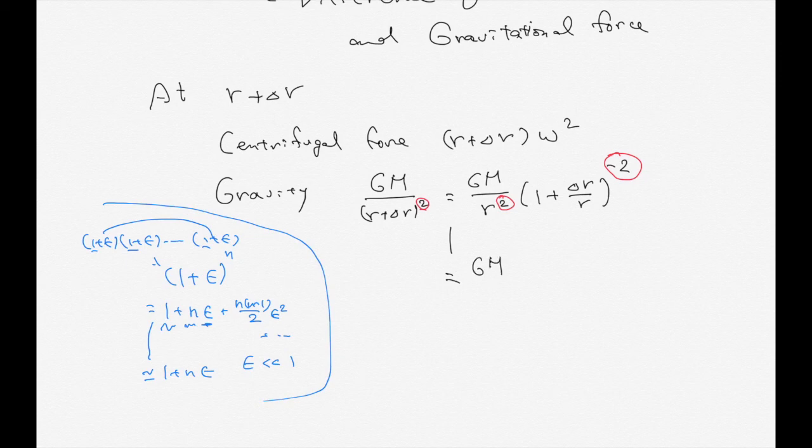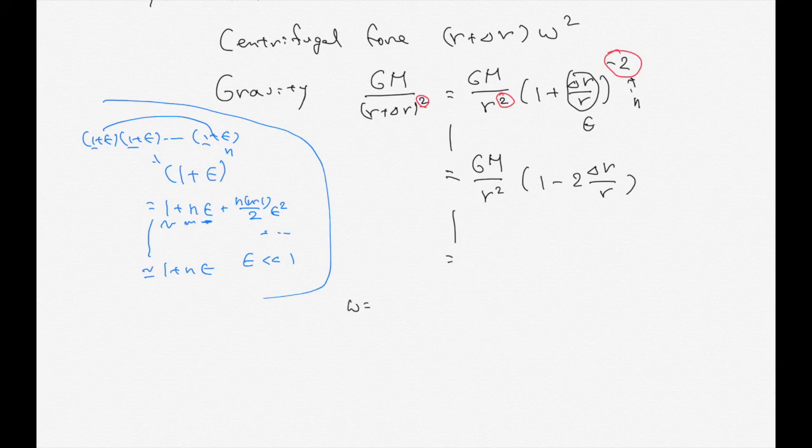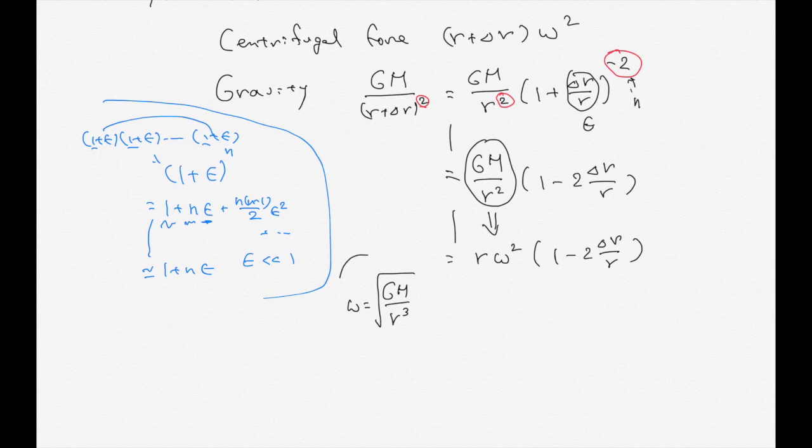This becomes G m over r squared times (1 minus 2 delta r over r). This corresponds to the n, and this corresponds to the epsilon. If you remember, omega is the square root of G m over r cubed. So this is equal to r omega squared times (1 minus 2 delta r over r). Using this, it becomes r omega squared minus 2 delta r omega squared. This is gravity.